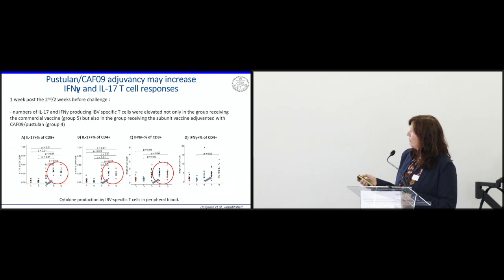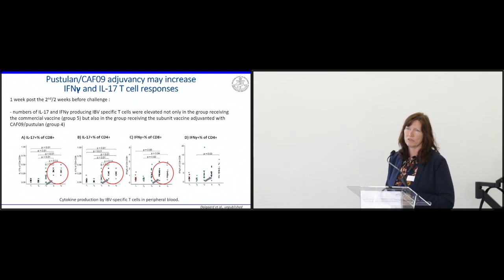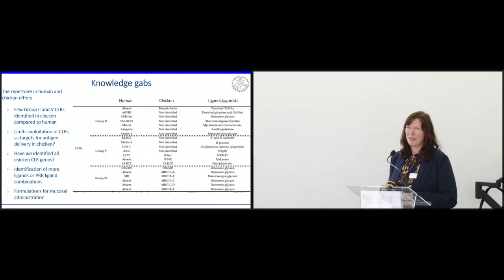And also when we, by flow cytometry, looked into cytokine production of the IBV-specific T cells in these chickens, the pustulin vaccine were actually also able to induce IL-17 and interferon gamma responses comparable to the live attenuated vaccine. So by all means, there are a number of knowledge gaps. We simply mean to suggest that it is possibly worthwhile to understand a little bit about the biology when you engage in these types of endeavors.